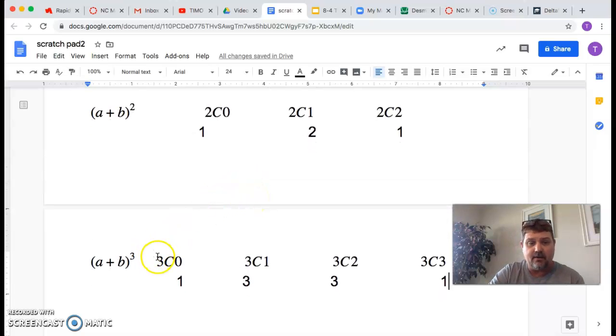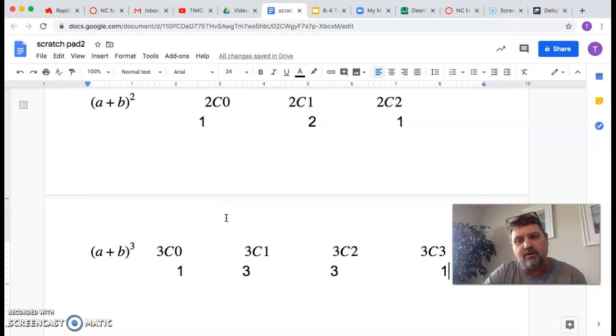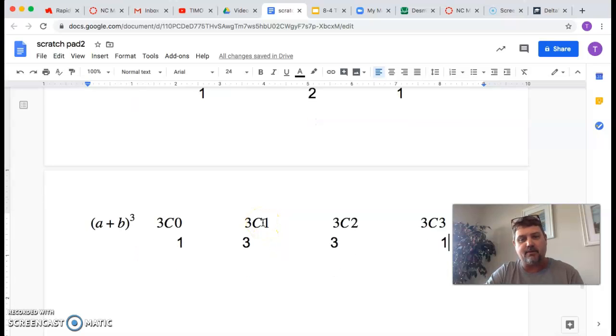And you can see here that the 3 stays the same in front of every one of these. The 2 stays the same. So I'm going to show you a really cool trick in the next video working with binomial coefficients, so don't miss it. This is just a connection piece in this one.